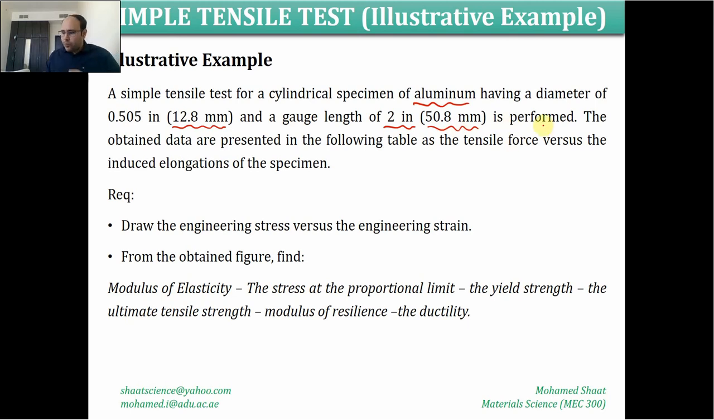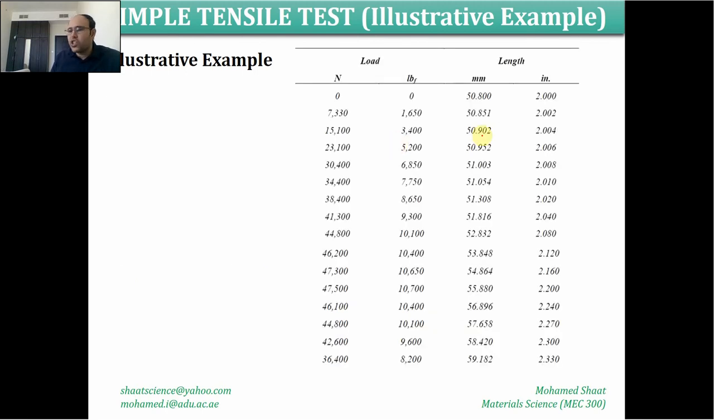It means that we prepared the material sample with these dimensions and we have done the test and we got some experimental results, and we need to use these experimental results to derive some of the mechanical properties of the material as already required here. The obtained data are presented over the following table, which is this table. So we derive this table.